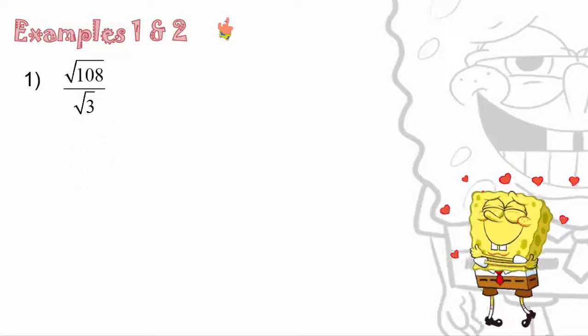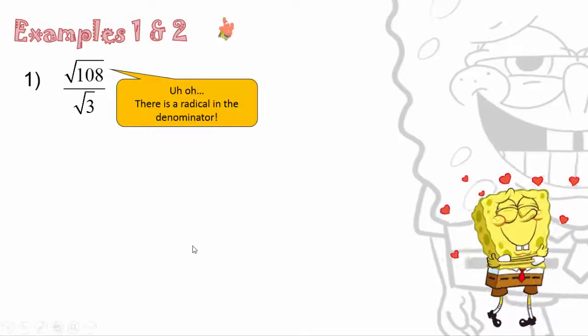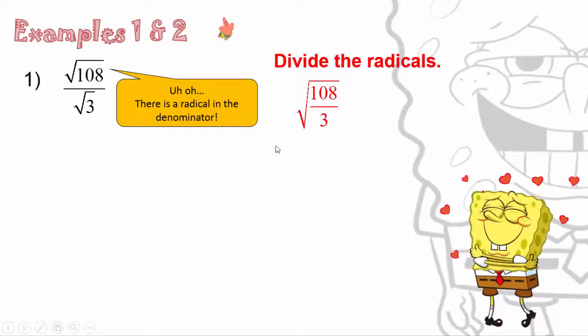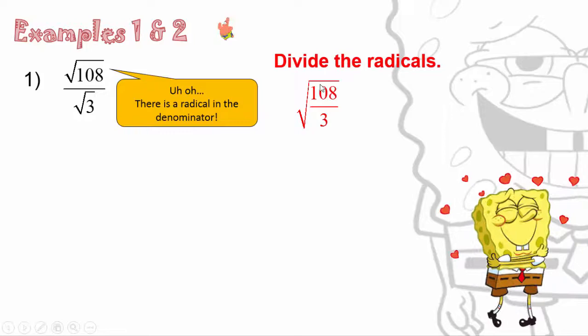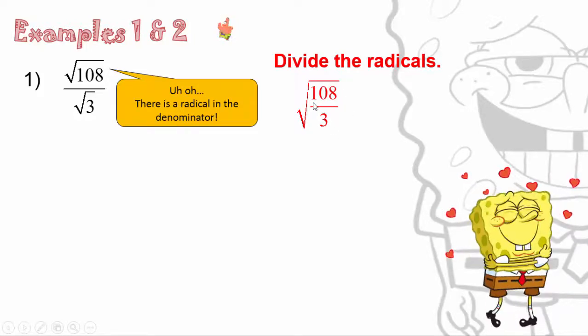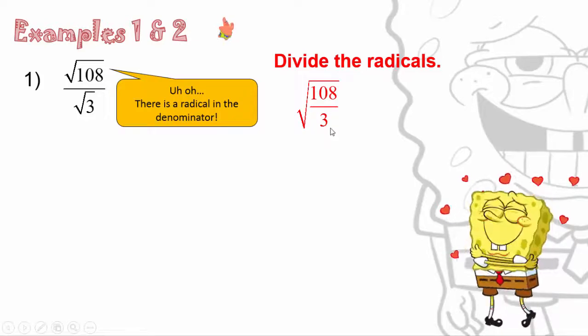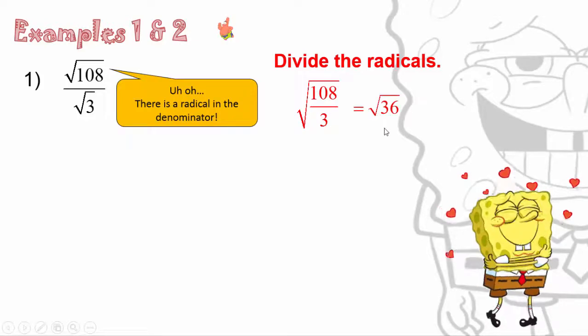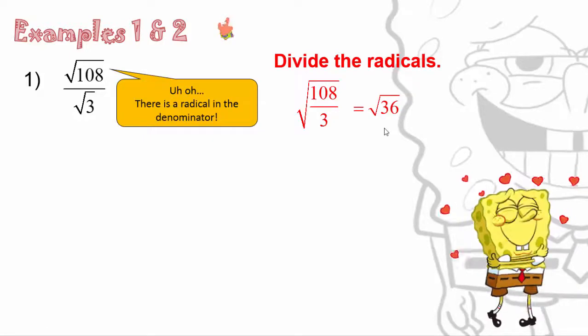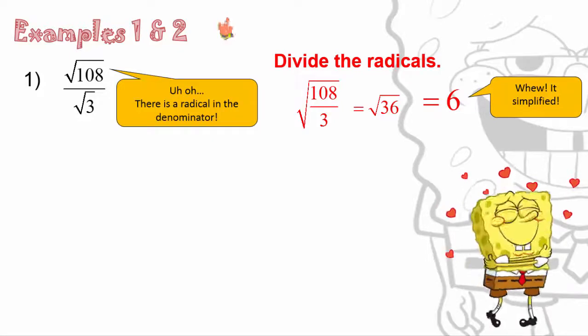Reviewing what we did on the whiteboard in example number 1, we find that there was a radical in the denominator. Oh no! So what we did was we set it up as a fraction inside the radical in order to simplify it, and we found that 108 can be divided by 3. So that gives us the square root of 36, and the square root of 36 is a perfect square, so we get 6. Whew! It is simplified.